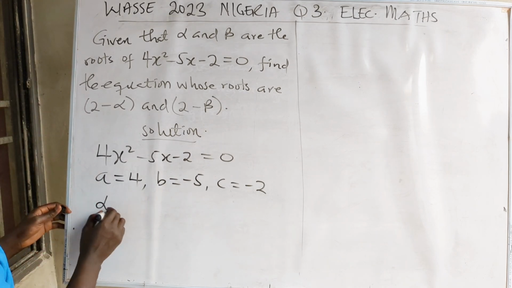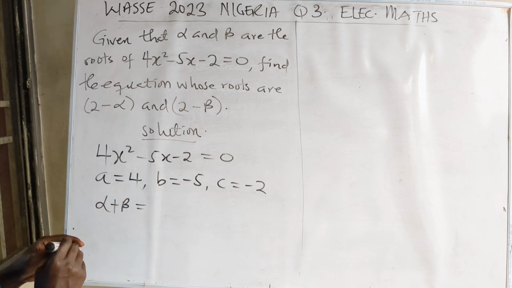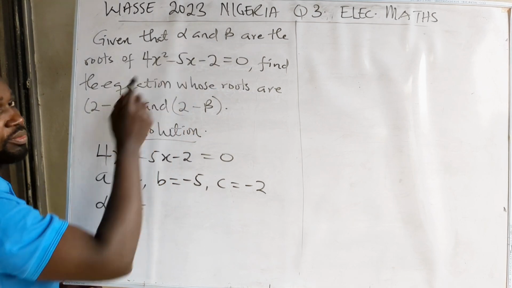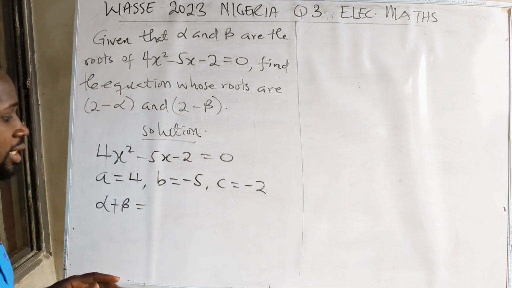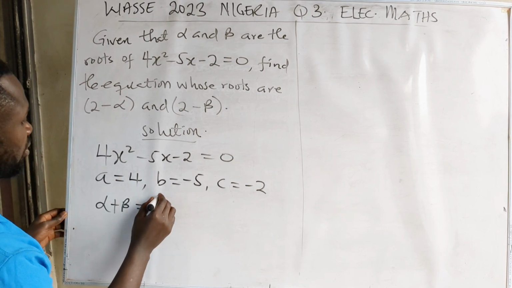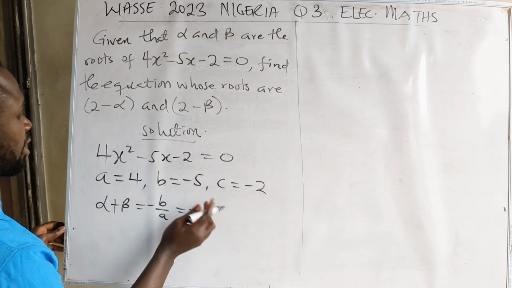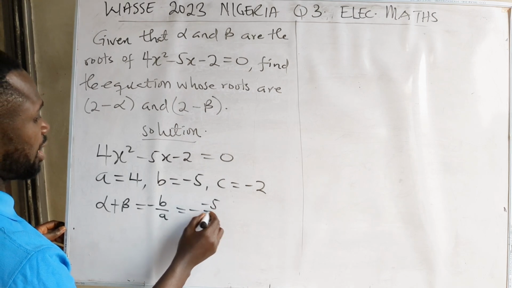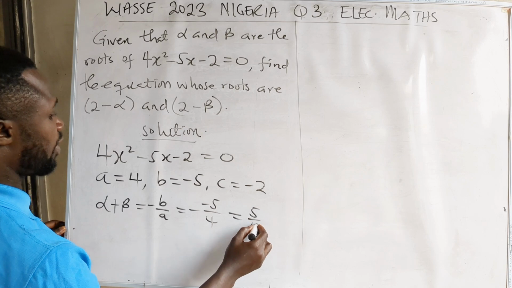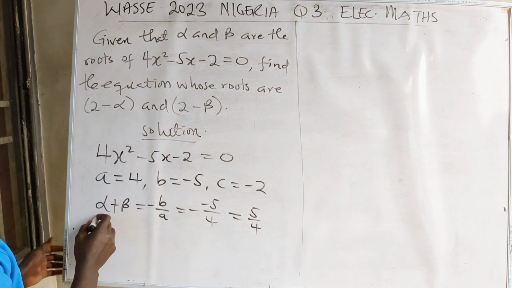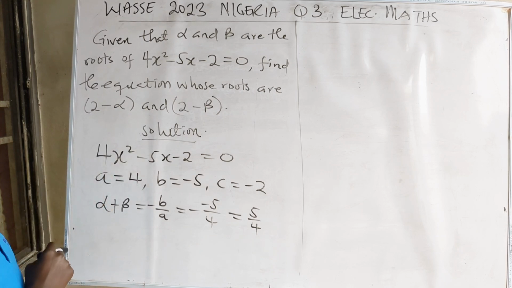Therefore, what will be alpha plus beta? Because the roots of this equation are alpha and beta. So what is the sum of the roots? If I have any quadratic, the sum of the roots is given by minus b divided by a. So what is my minus b over a? What is the b? Minus 5, and then my a, which is 4. So minus minus will make it positive, and I'll get 5 on 4. So alpha plus beta will give me 5 on 4. That is minus b on a.